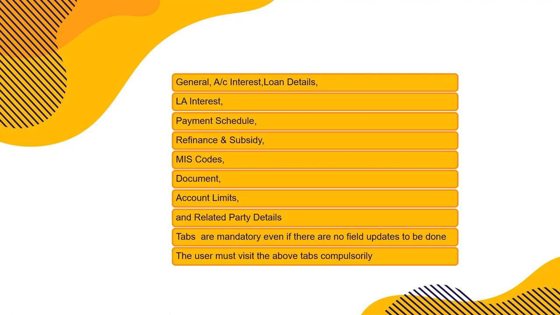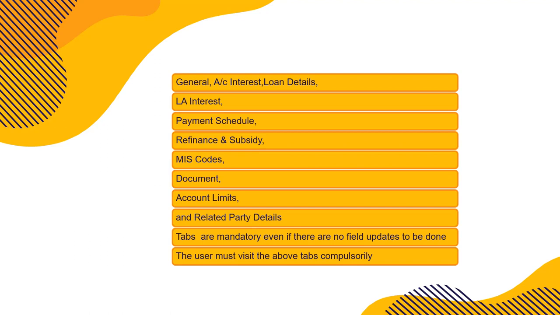After that, the LA interest tab, visit that tab. Payment schedule, how the EMI would be generated. You will be able to see the amortization schedule. If there is any refinance or subsidy, you have to visit the tab. MIS codes are very important when you generate any report of your loan accounts, so that the proper classification is done.